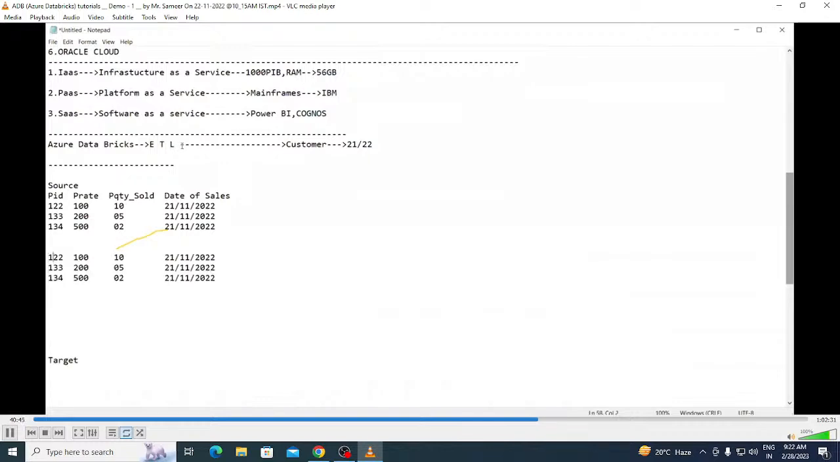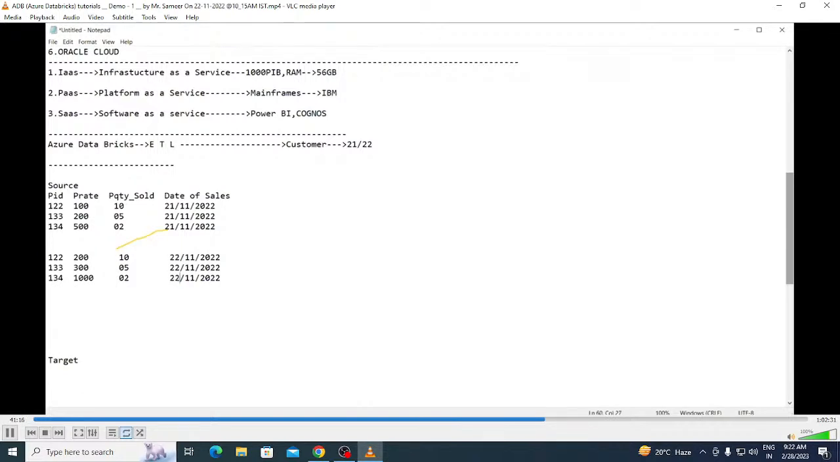But now what I will do is, instead of this, I will make it as 200, rate is 200. And here I'll make the rate as 300. And here I'll make the rate as 1000. That's it, okay. Product quantity sold is as it is, but I'm changing the date here. What's the date? 22/11/2022. And now, guys, here you have it.